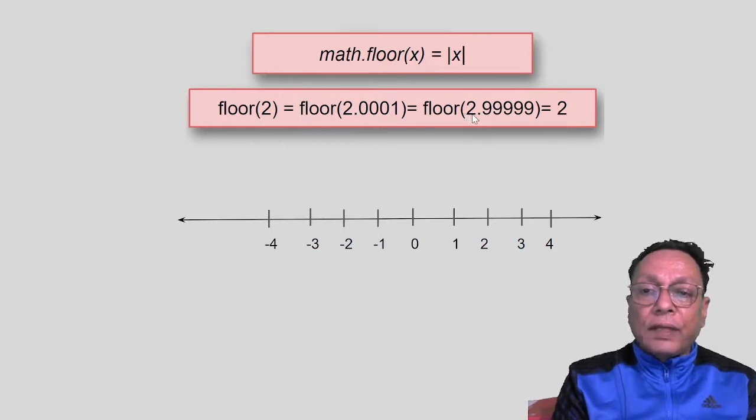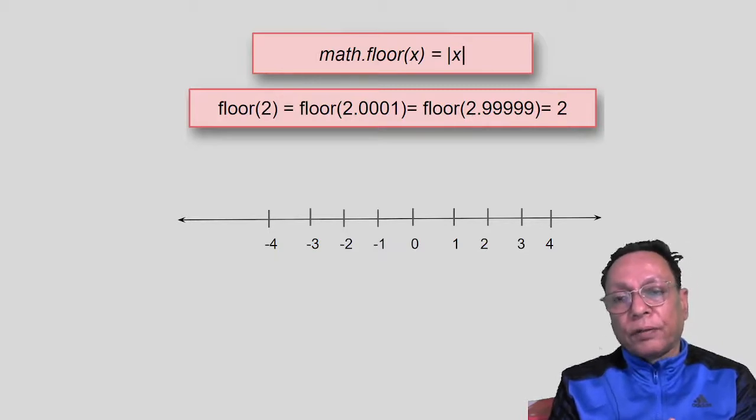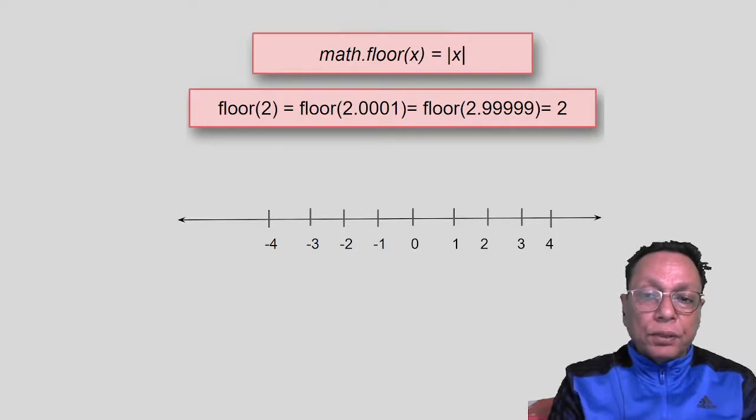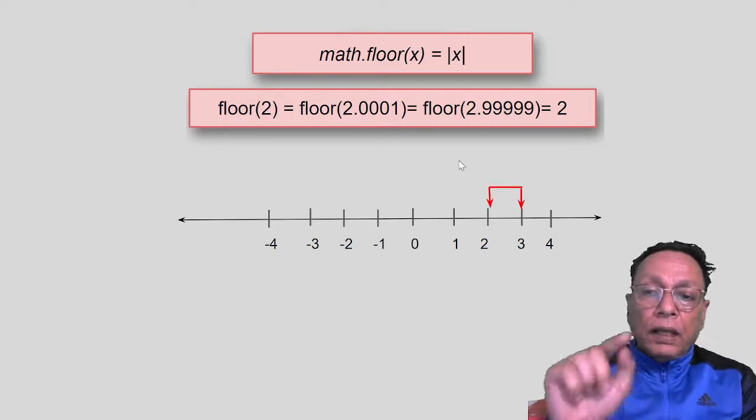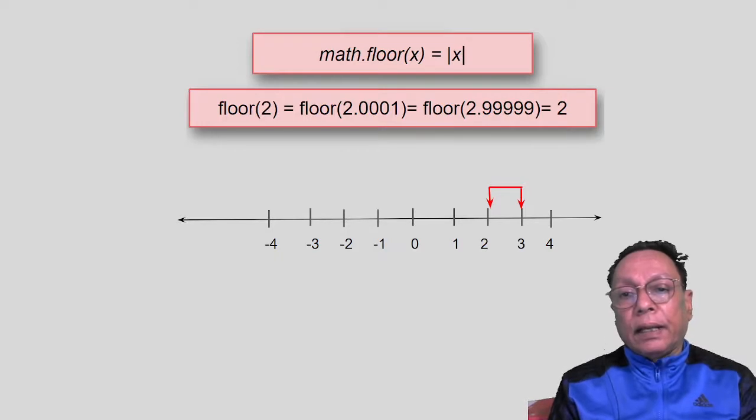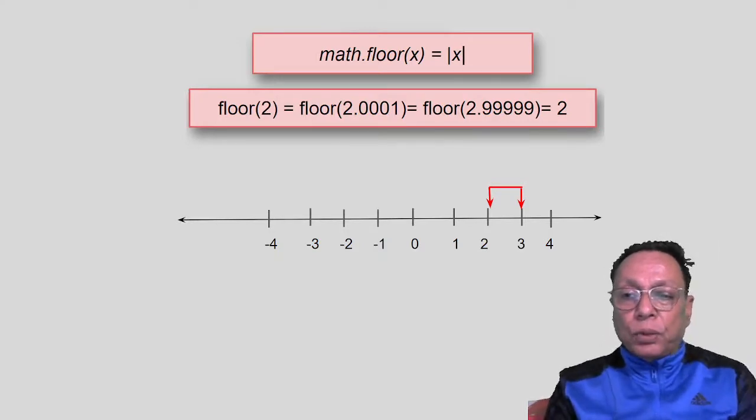So this is always less than or equal to. So 2.999, if you round it off, gives you 3. But if you take the floor of this, it will give you 2. So see how to visualize this concept. If you take the floor of 2.99999 or 2.0001, it lies between 2 and 3.